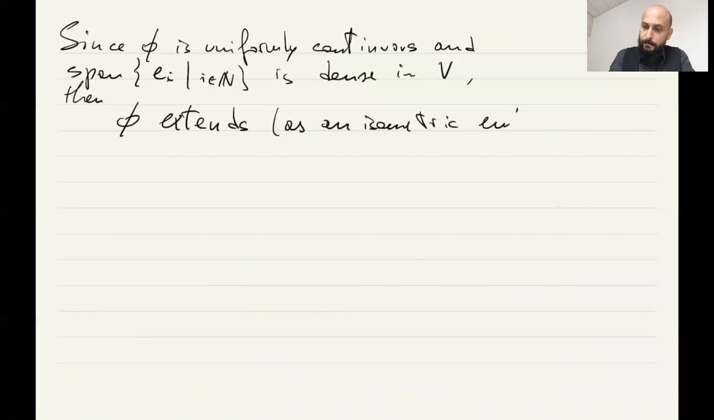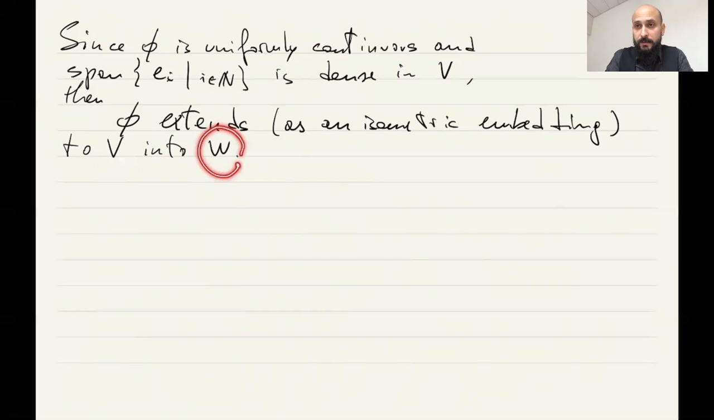Isometric embedding, let's say it extends to V into W. Now let's also pay attention that I'm using the fact that W is complete, right? So maybe I'll write a little bit more.